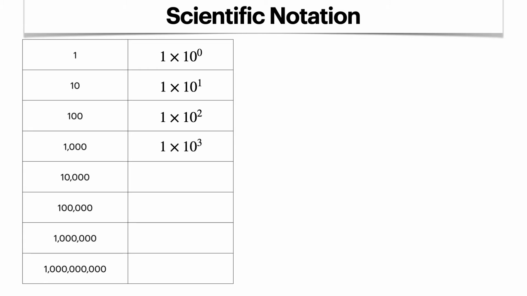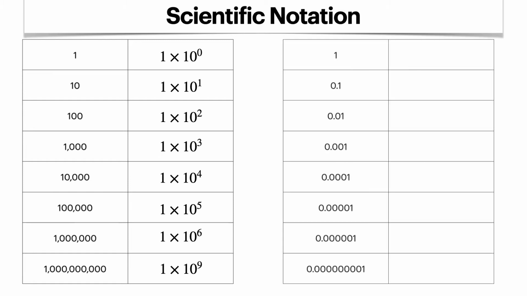So 1,000 will have 3, 10,000 has 4, 100,000 has 5, a million has 6, and the next number is a billion and it has 9. A trillion would have 12. So this is hopefully fairly simple. We're just counting the zeros. That's the only thing that exponent does for us, it just counts the zeros. Nothing more, nothing less.